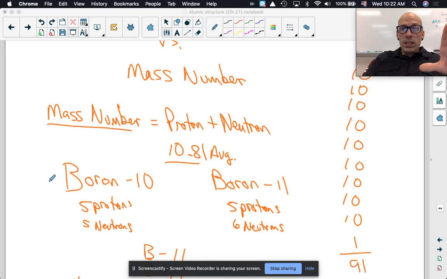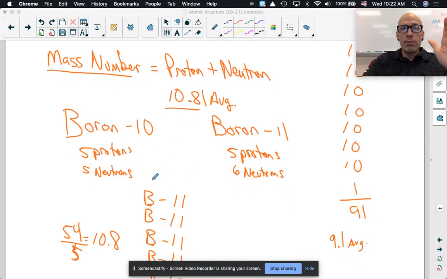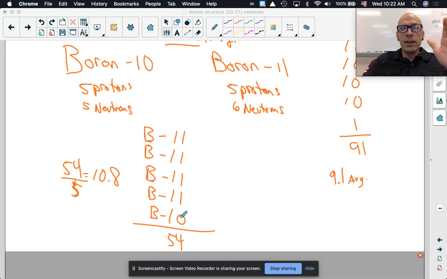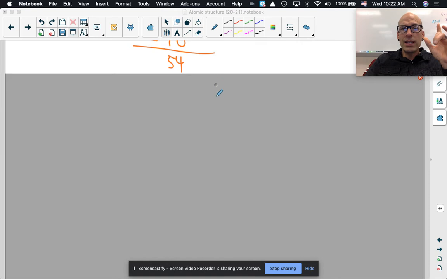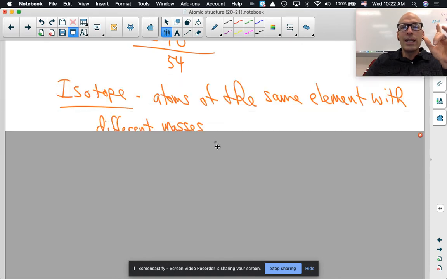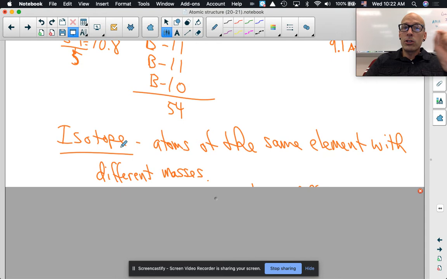Now, this is the way you'll see it written. How I've written this right here, boron dash 10 and then boron dash 11. Or I could write B dash 11 and B dash 10. That's telling you which kind of boron atom I'm talking about, because again, they don't have the same mass. That has a specific name, and it's called an isotope. This is a term you need to know. An isotope, those are atoms of the same element with different masses. Same element.